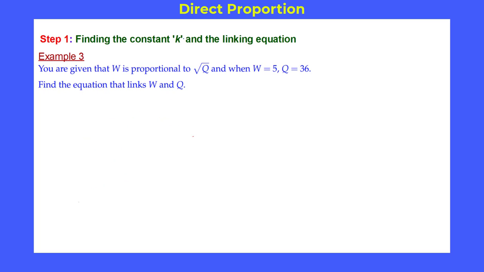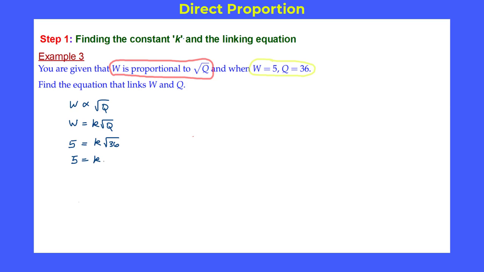Third example. This time, W is proportional to the square root of Q. So we're going to write it out. W is proportional to the square root of Q. W equals K times root Q. In the question, we're told that W is 5 and Q is 36, so substituting those values into it, we find that the square root of 36 is 6. So this time, 5 equals 6K, dividing through by 6, and we get K as 5/6. Leaving it as a fraction is much more sensible and generally much easier. And we rewrite it again, W equals 5/6 times the square root of Q. And put a box around it.